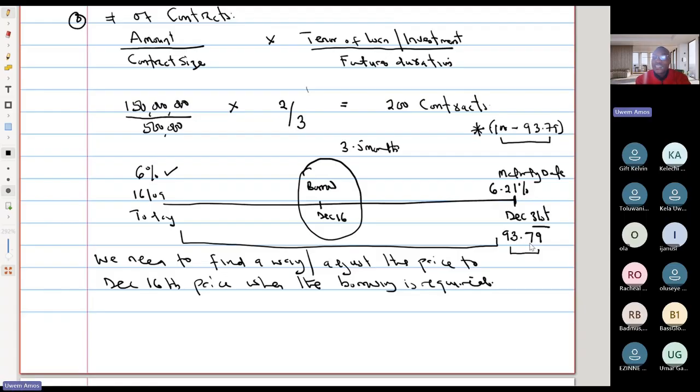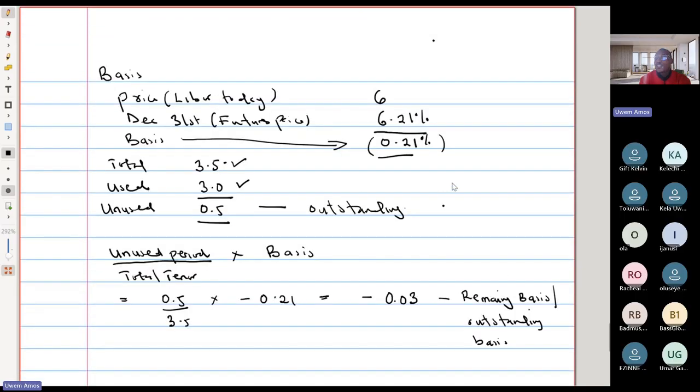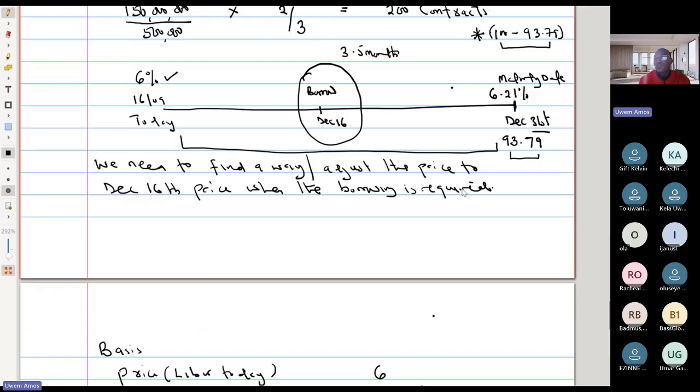However, he's borrowing on December 16. So we need to adjust for the period he's not going to hold on to that futures. And that's what led us to calculate basis and remaining basis. And we determined that the value we need to adjust would be minus 0.03. So we need to adjust our price of 6.21 by 0.03. And that is what is called the lock-in rate. That adjusted price locks in what our borrowing would be.